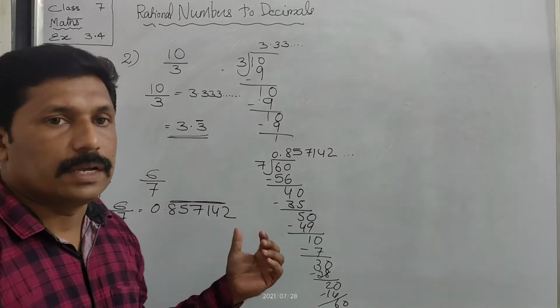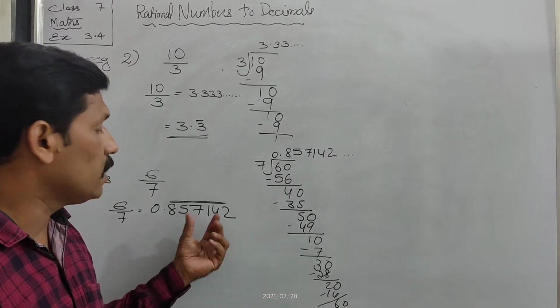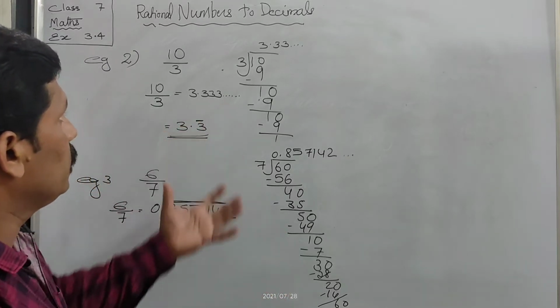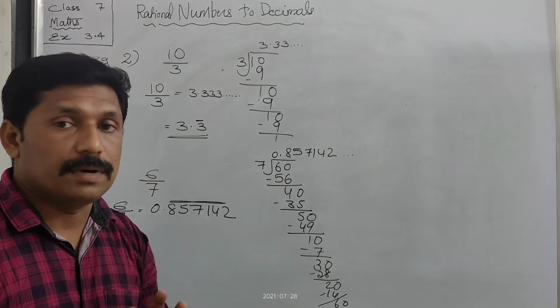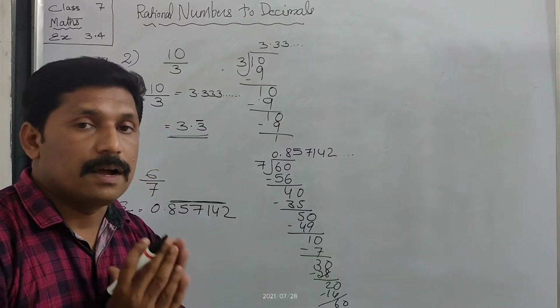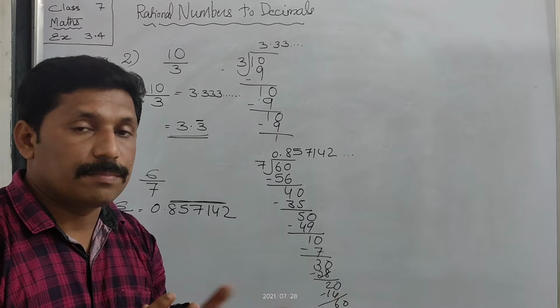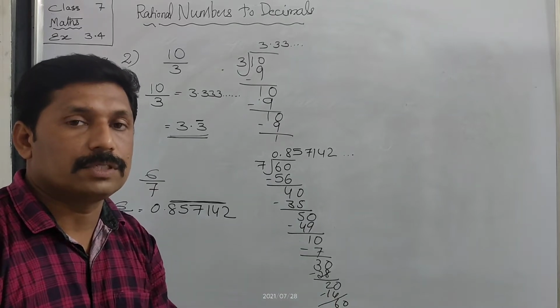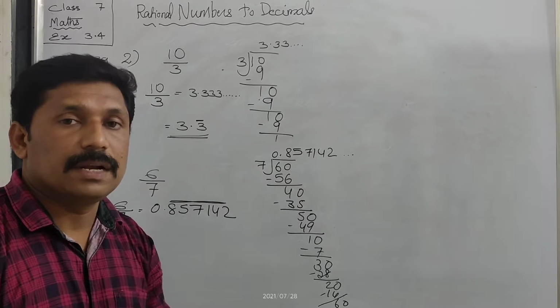This is also a non-terminating decimal, meaning the decimal part never stops. So in this way, students, we can convert rational numbers into decimal numbers. So what is the step for converting that? We divide the numerator by denominator until the remainder becomes 0. Sometimes the remainder never becomes 0. So in this way we can convert rational numbers into decimal numbers.